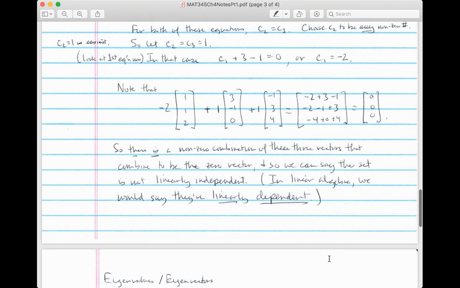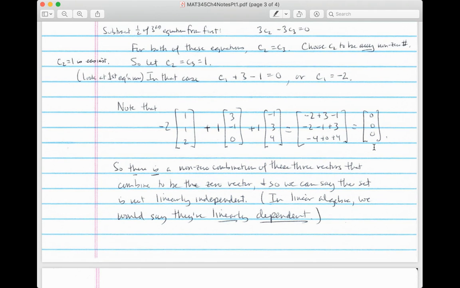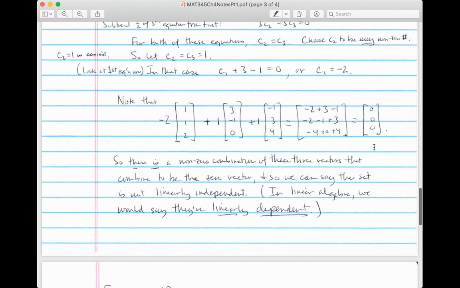And so let me take that combination then. Negative 2 times the first vector plus 1 times the second vector plus 1 times the third vector does indeed give me the 0 vector out. So in this case, I found that there is a non-zero collection of constants that I can put in front of these 3 vectors to get the 0 vector, which means they are not linearly independent. And in a course like linear algebra, you would say that they're linearly dependent. This is going to come up in the next section. So we want to hold on to this idea of what it means for a set of vectors to be linearly independent.